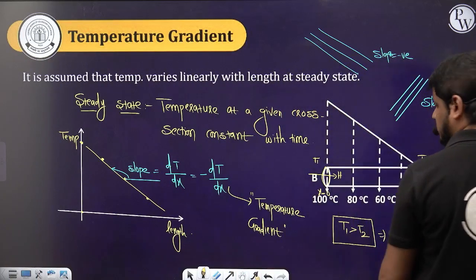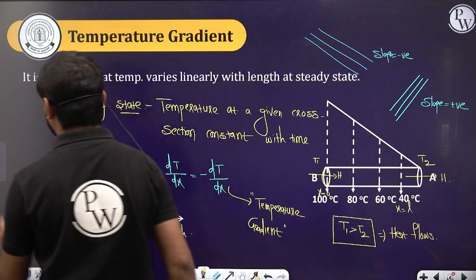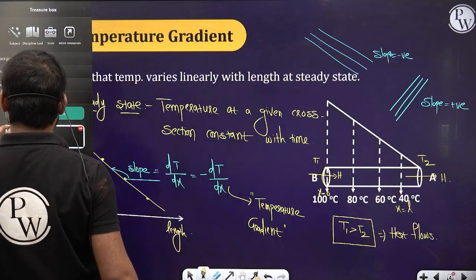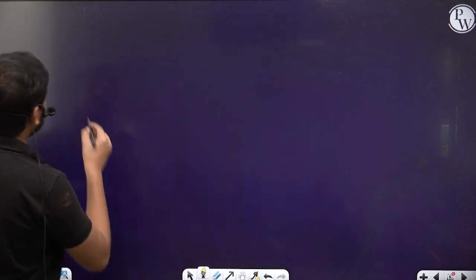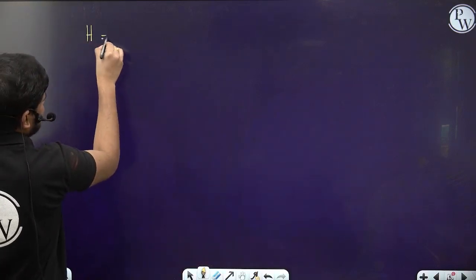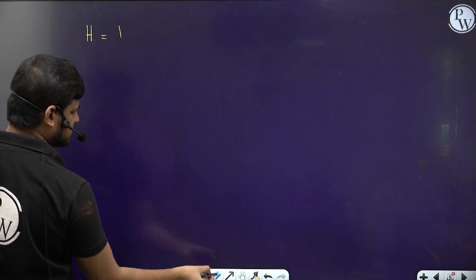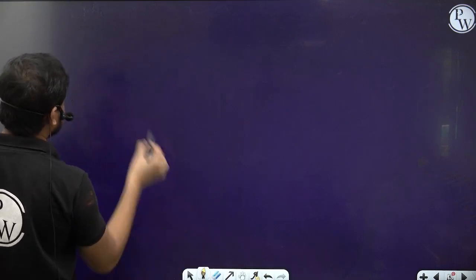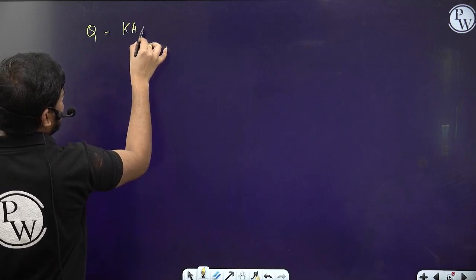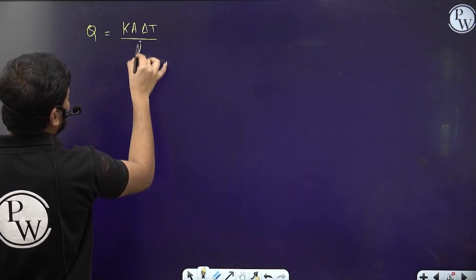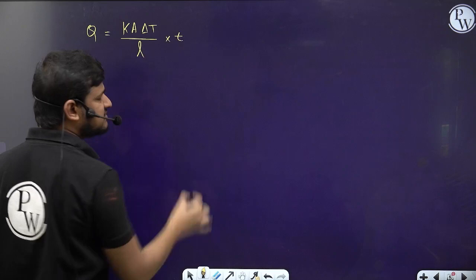So now let me write, understand the concept, guys. First understand the concept, then you can go for the questions. See, we know the heat current formula. So what's the heat current? Let's write Q first. So the heat transfer, which is equal to KA delta T by L into t. Did you guys remember this?